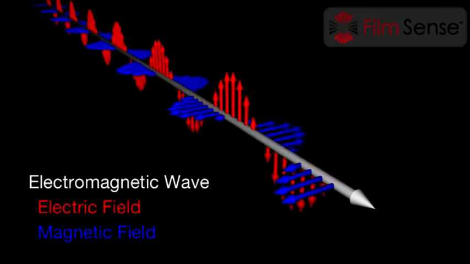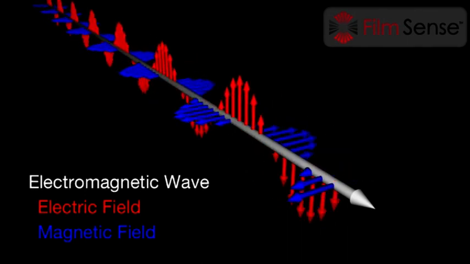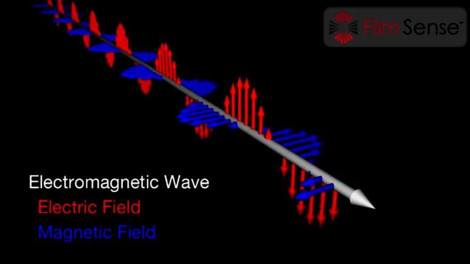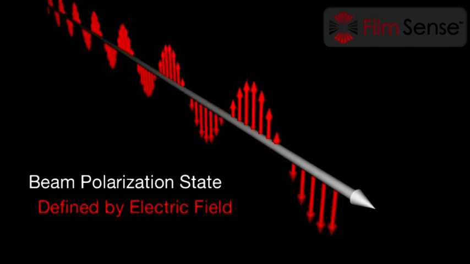Light is an electromagnetic wave. This visual shows a beam of light propagating towards you. The electric field, shown as a red vector, oscillates perpendicular to the light beam's direction. The magnetic field, shown as a blue vector, oscillates perpendicular to both the light beam and the electric field's direction.